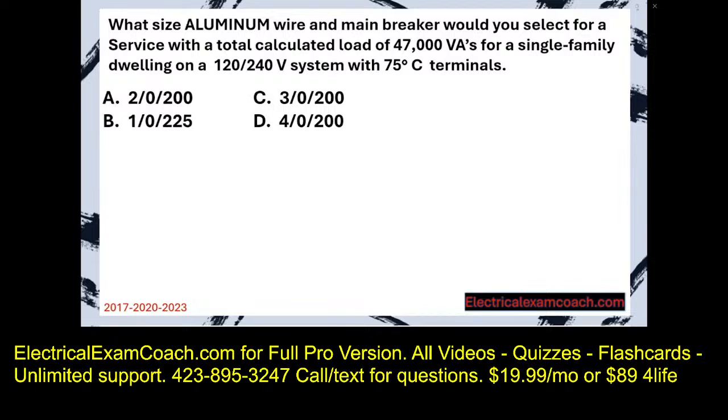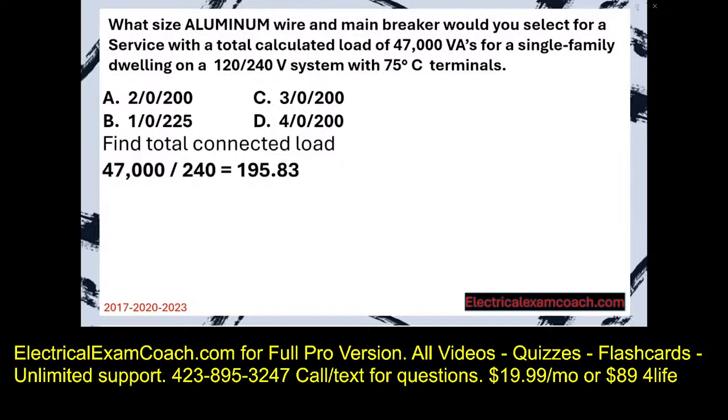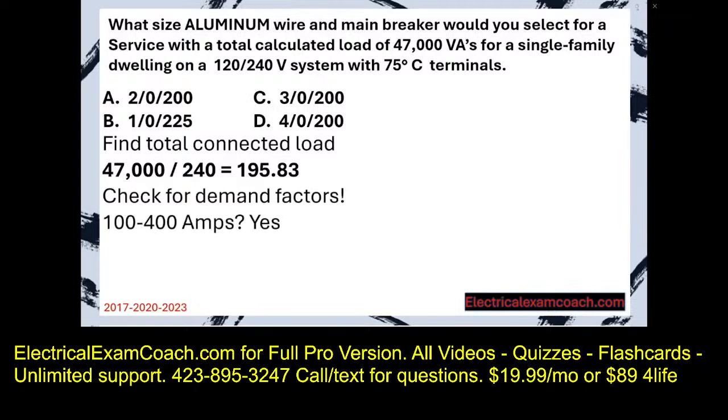What size aluminum wire and main breaker would you select for a service with a total calculated load of 47,000 VAs for a single-family dwelling on a 120-240-volt system with 75-degree C terminals? Step 1, we're going to find our total connected load. In this case, they've given it to us, and we're just going to divide, just like we did before. Now, we check for demand factors. Is this in between 1 and 400 amps? Yes. Is this on a single-family dwelling or the individual unit of like an apartment? Yes. So, the 83% rule does apply.